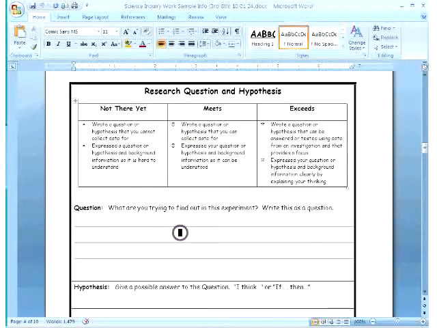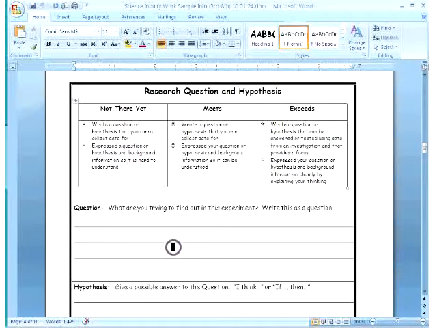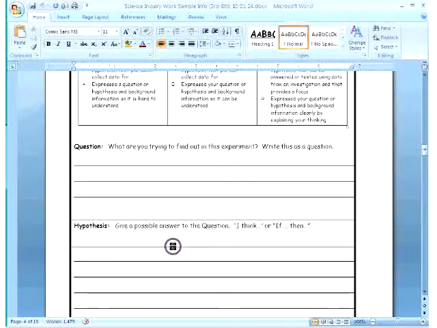Next part is where you have your question and hypothesis. So first part is the question. What are you trying to find out in this experiment? And make sure you write this as a question. Hypothesis is where you give a possible answer to your question. So you put, "I think," and write what your hypothesis is.